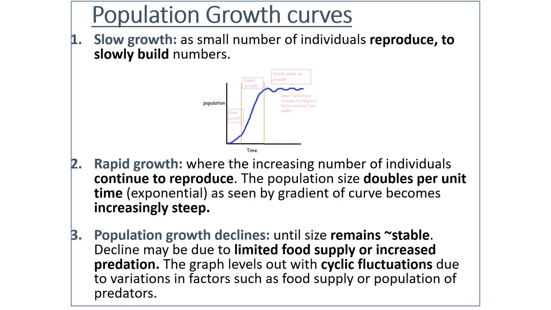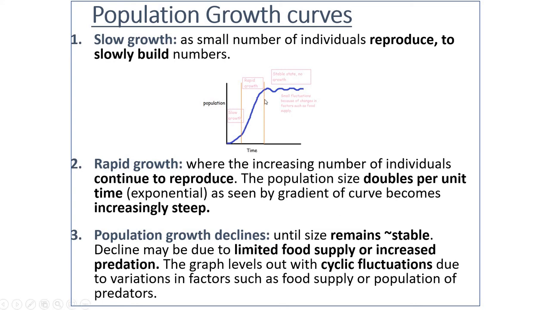Now looking at population growth curves, there are three phases. First of all, slow growth, then rapid growth, and then population growth declines. In slow growth, because at the beginning there's a very small number of individuals which need to reproduce to slowly build the numbers, the curve is quite steady. It doesn't increase that quickly. They have to acclimatise to their conditions and reproduce to slowly build up their numbers.